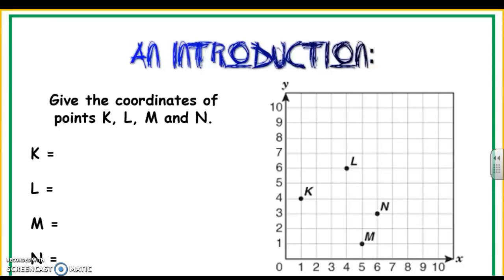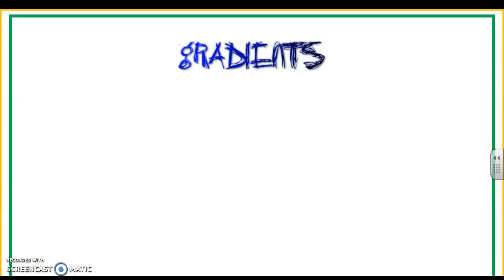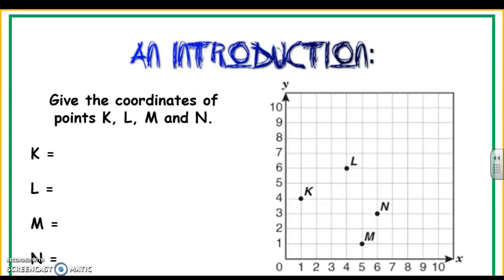Okay, so if I'm looking at these points, so if I'm finding coordinates, remember that I go x, comma, y. So it's always x first, then y. So I want you to write out the points, the coordinates for me. So pause it, and then once you've written out your coordinates, K is going to be 1, 4, L is going to be 4, 6, M is going to be 5, 1, N is going to be 6, 3. Okay? So those should be your correct answers. Make sure you give yourself ticks if you've done this correctly.